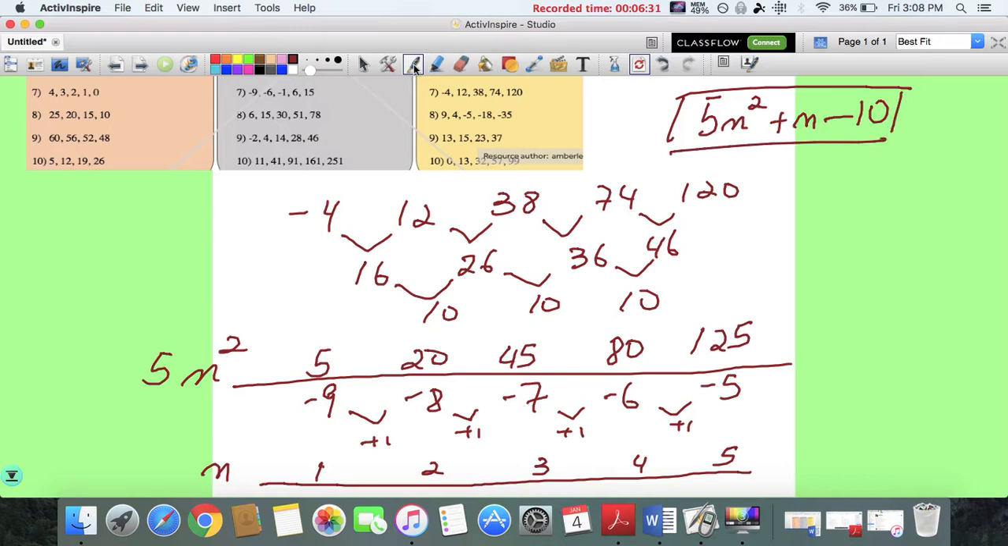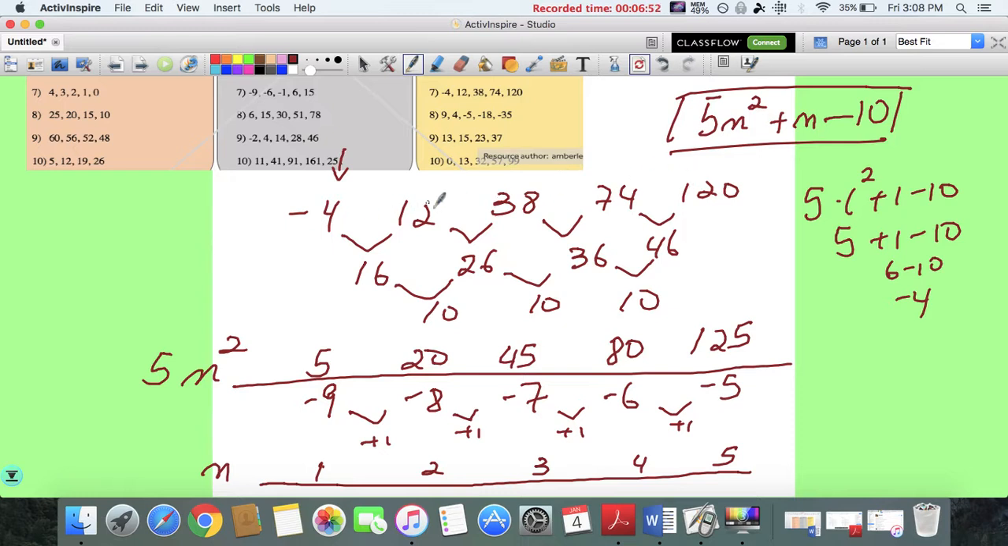Double check. Pick 2. So let's pick the first one. So when n equals 1, it should give us negative 4. Let's see if that's true. 5 times 1 squared plus 1 minus 10. 5 times 1 squared is 5. Plus 1 minus 10. 5 plus 1 is 6. Minus 10 is negative 4. Check.